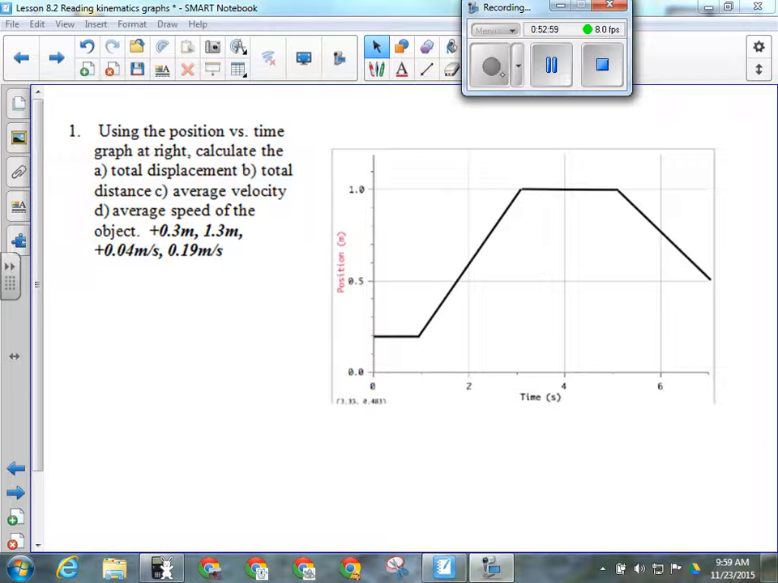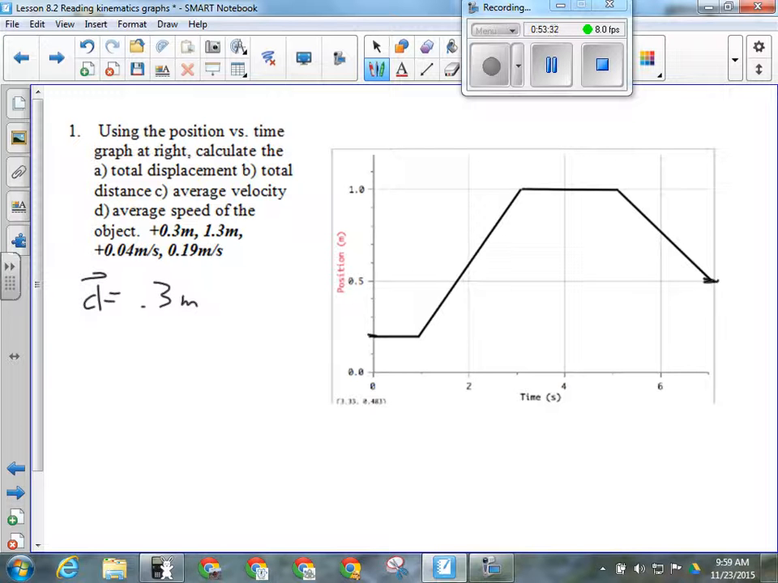So for number 1 here, guys, it's a position versus time graph, and that's the big thing. Whenever you approach a graphing question, the most important thing is to look at what kind of graph it is, because the way you solve for things is different depending on the type of graph. If we want to find the total displacement, we look at where it started, 0.2 meters, and where it ended, 0.5 meters. Final position minus initial position, 0.5 minus 0.2. Our total displacement is 0.3 meters, and that would be positive because they didn't tell us forward, backward, or whatever. It's just positive.